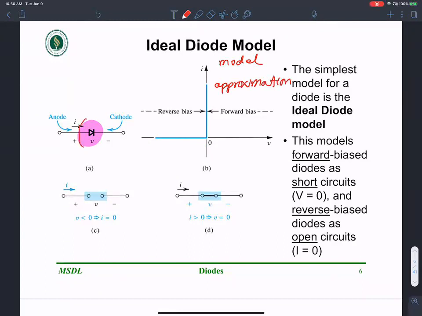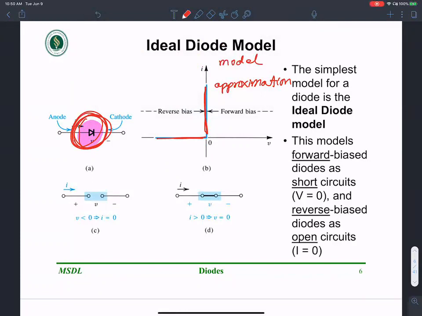Okay, I'm going to approximate the behavior of a diode using a switch. Okay, a switch.